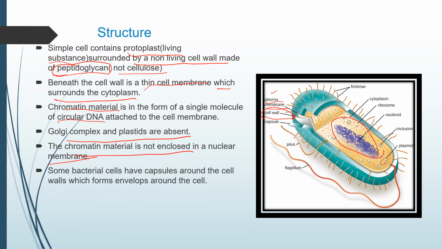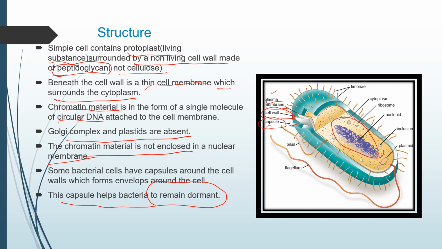Now some bacterial cells have capsules. What does this capsule do? It forms the envelope around the cell. This capsule actually helps the bacteria to remain in the dormant state. So what is the dormant state?